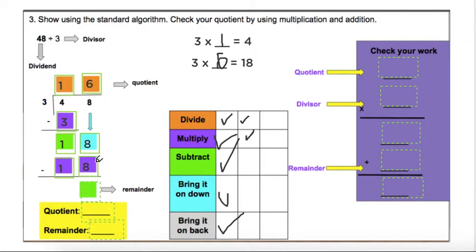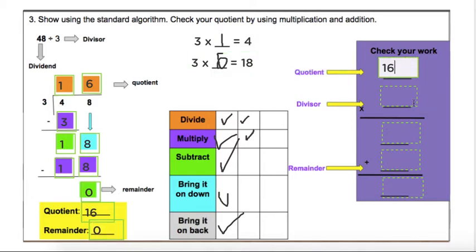Next one, subtract. 18 minus 18. What do we get? Yeah, we do. It's 0. All right, y'all. What's my quotient? Good, 16. What's my remainder? Good, 0. Now let's check our work.